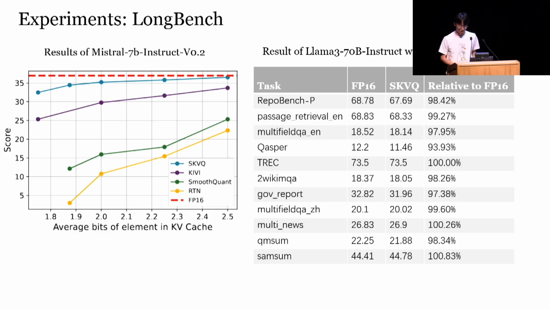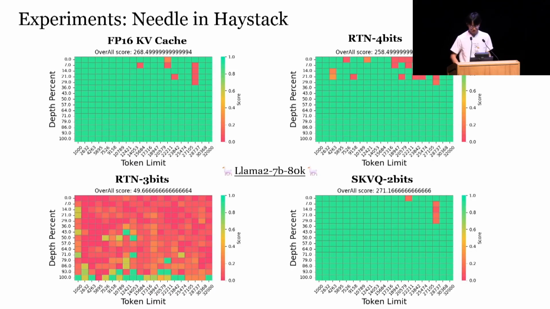We also extend our experiments to a large-size model, Llama 3 70 billion. With 2 bits KV cache, our method achieved more than 98% of the baseline on most tasks. And we also conduct experiments on needle in a haystack with context length set to 32,000. The results show that our method is far superior to existing per token quantization.